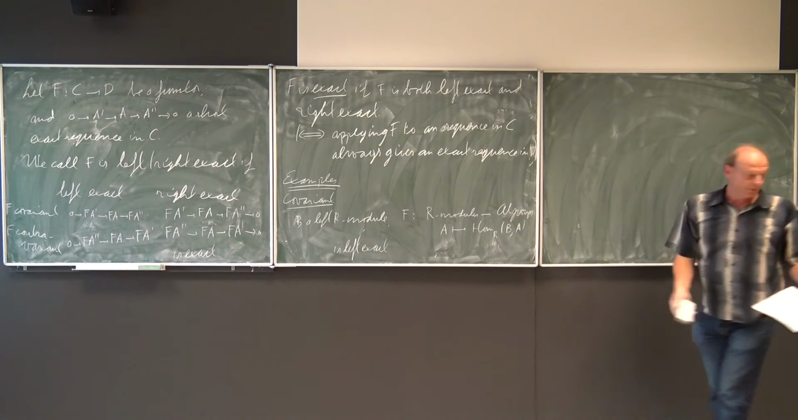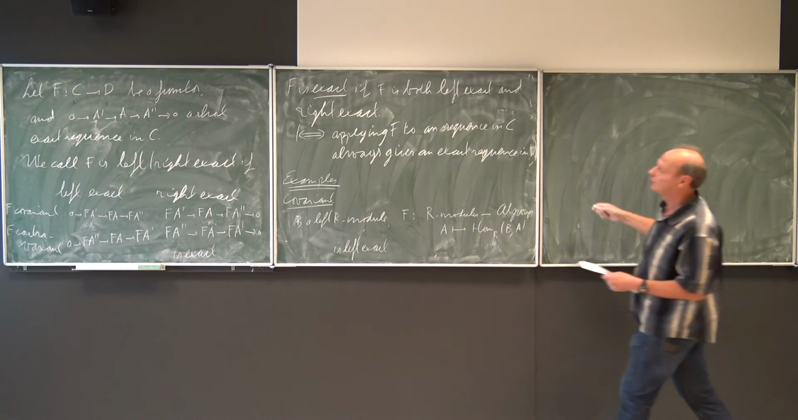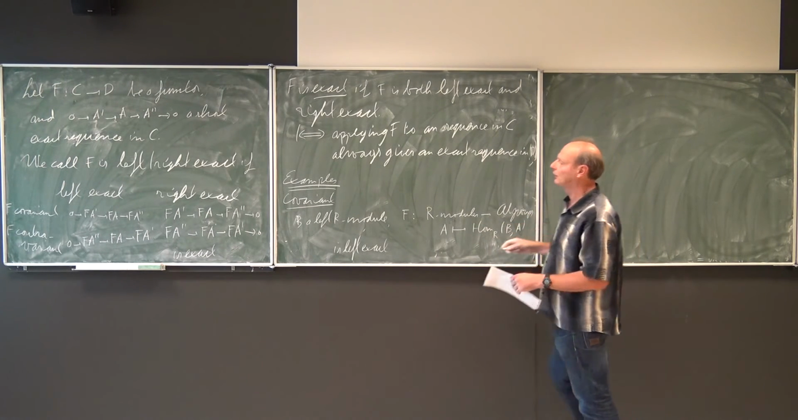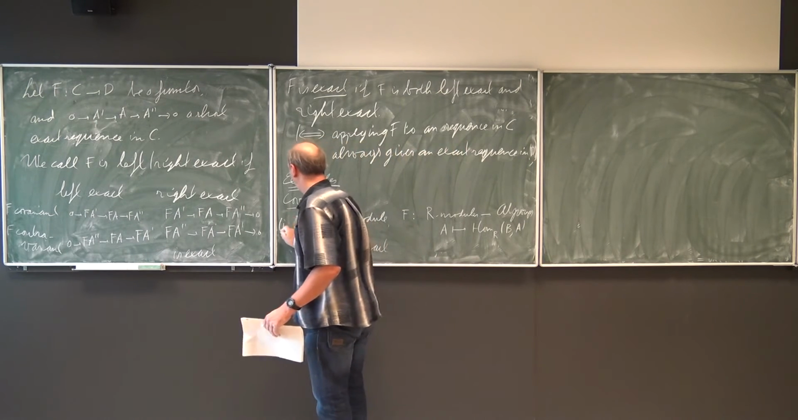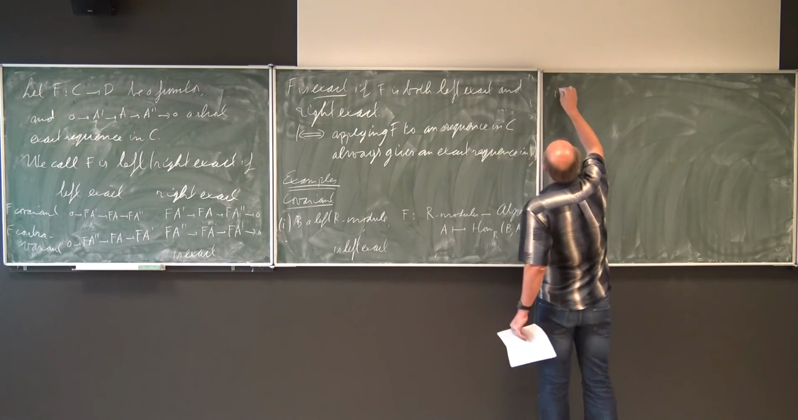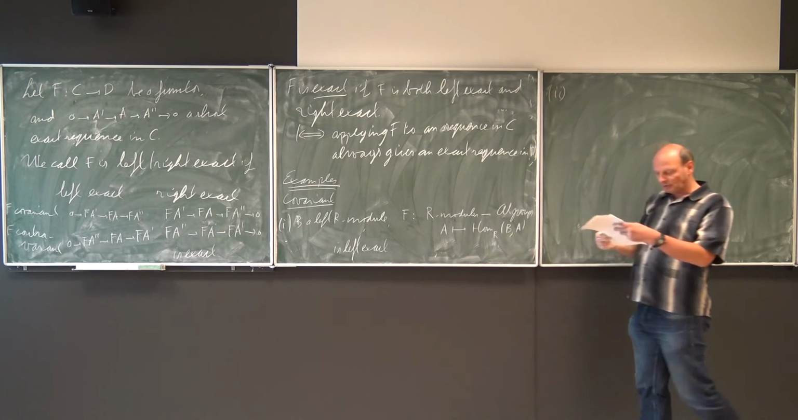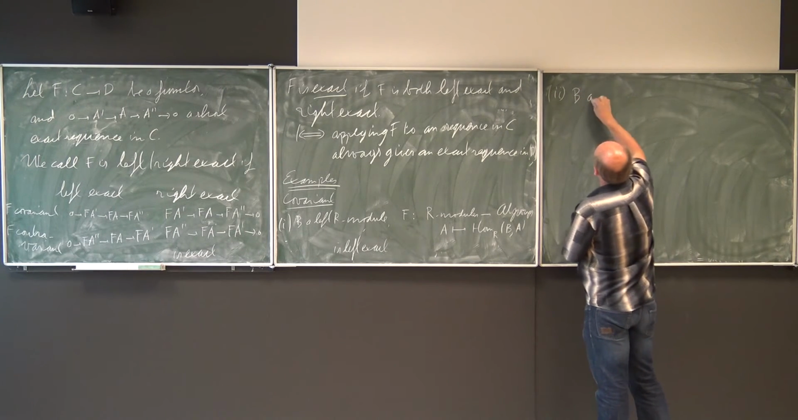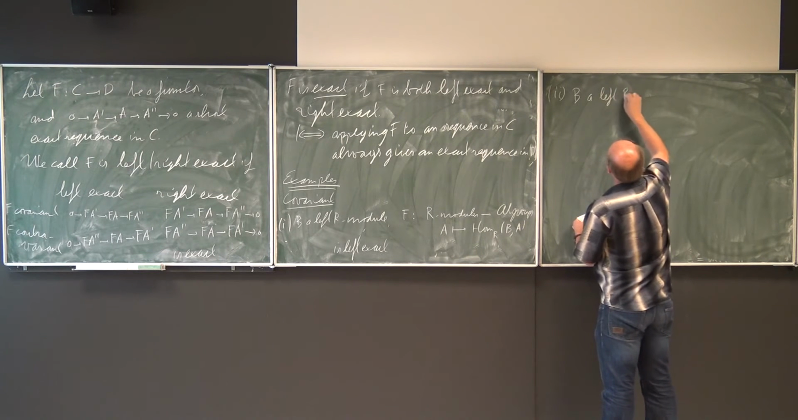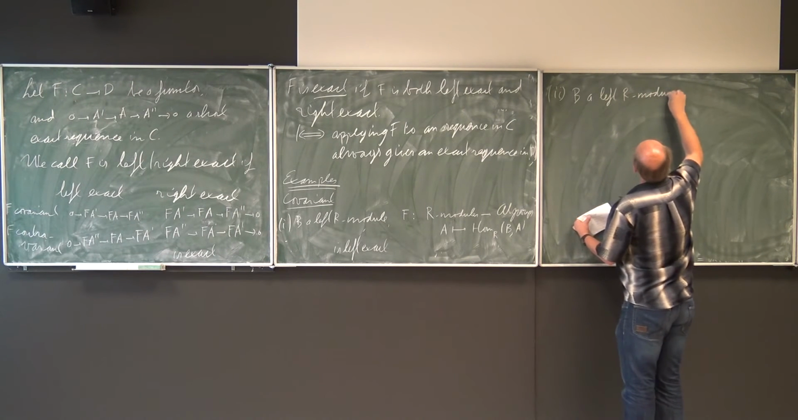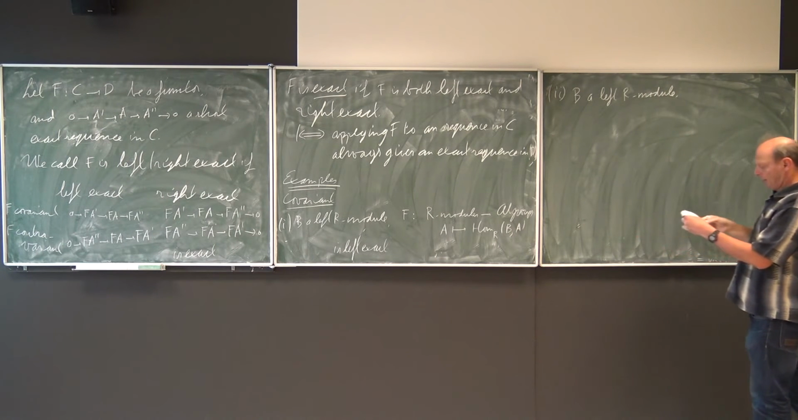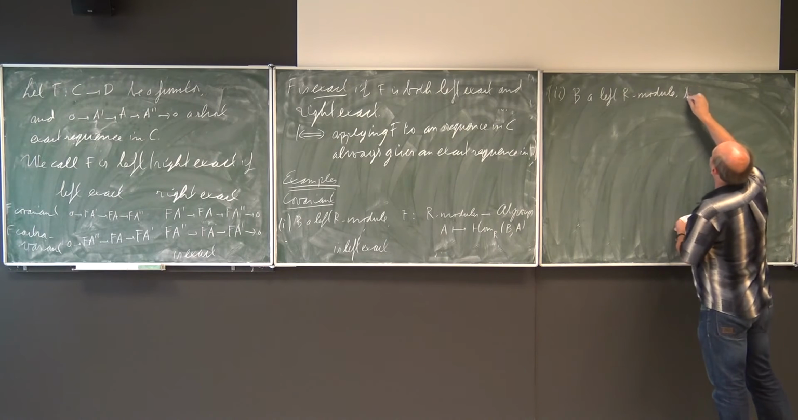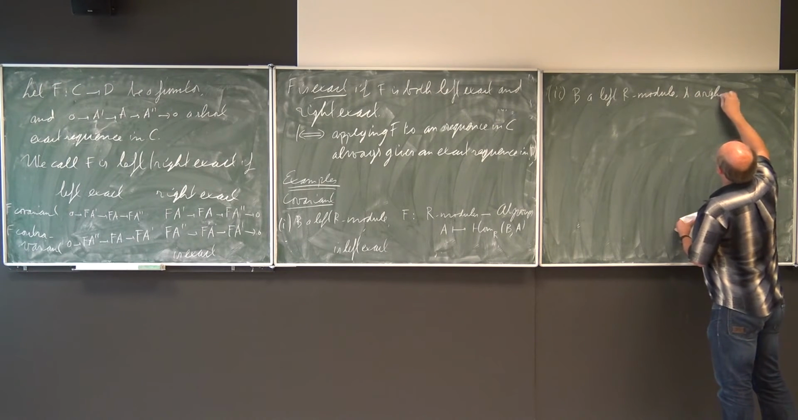So let me do the second one. So covariant, this one is left exact, so that was the first one. The second one will involve the tensor product. So now B is going to be a left R module. And A will be a right R module.